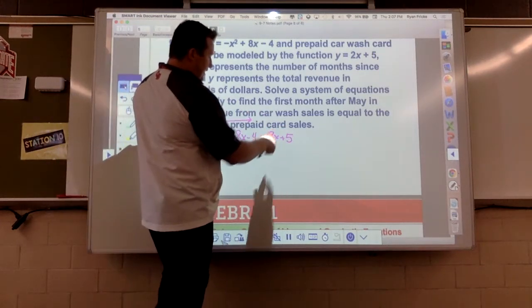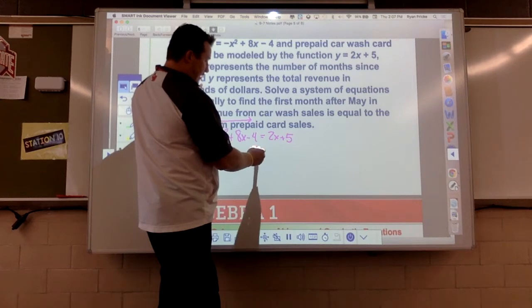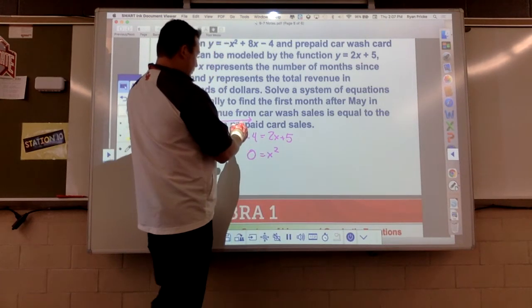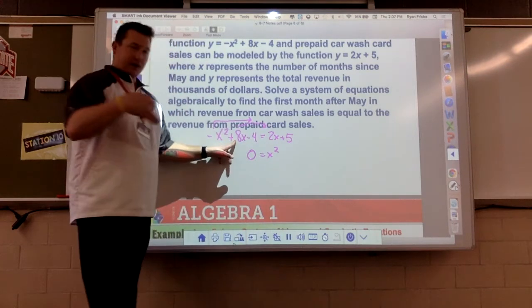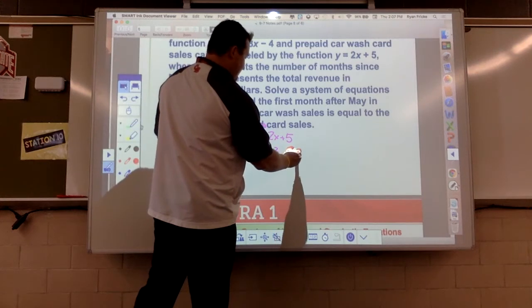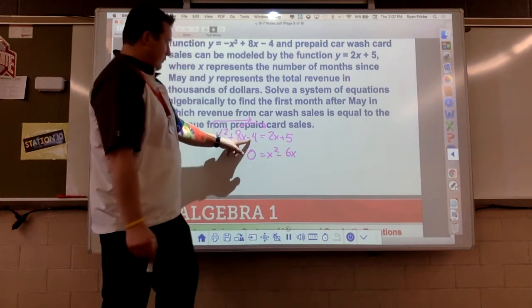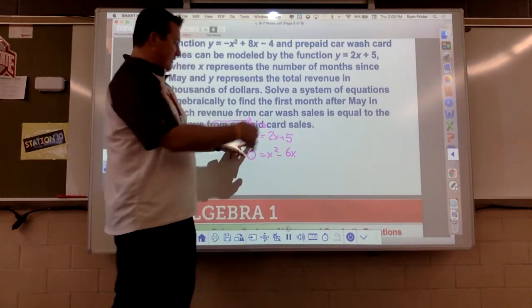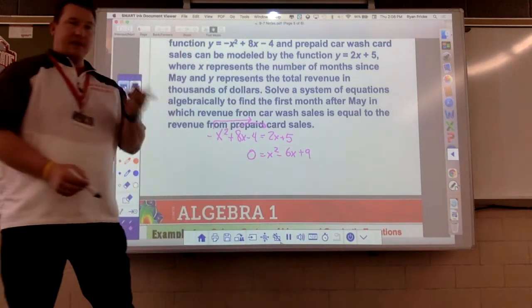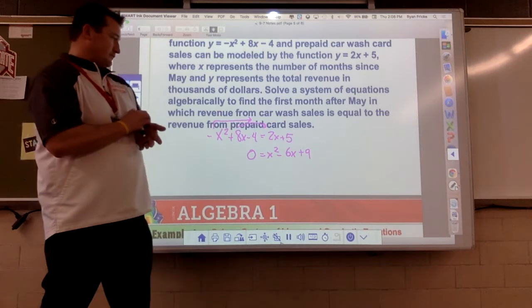So we're going to add x squared over here. Of course, it's not going to combine with anybody. So I'm going to get x squared. Then we're going to move this 8x over here. We're going to subtract it. 2x minus 8x is negative 6x. We've got to move this 4 over here. We're going to add 4. 5 plus 4 is 9. Okay, there we go. Now we're getting somewhere.